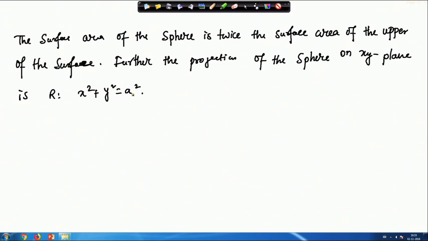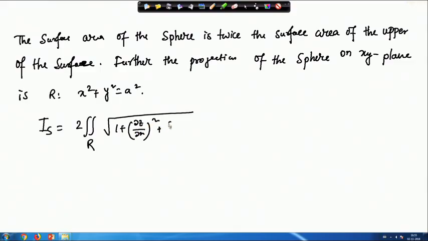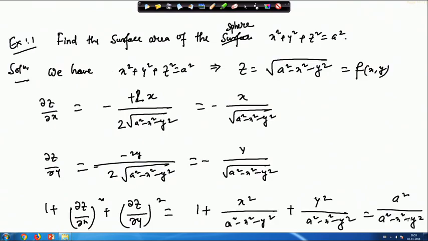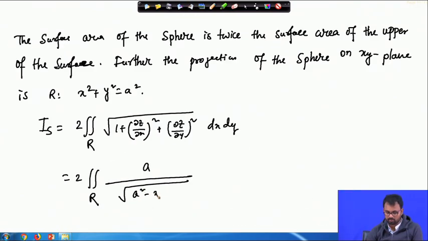So the radius would still remain the same, and this is the equation of our circle. Now our required surface area will be 2 times the double integral over R, where R is the projection, of the square root of 1 plus (del z/del x) whole square plus (del z/del y) whole square, dx dy. So this is basically 2 times the integral over the region R of a divided by the square root of a square minus x square minus y square, dx dy.